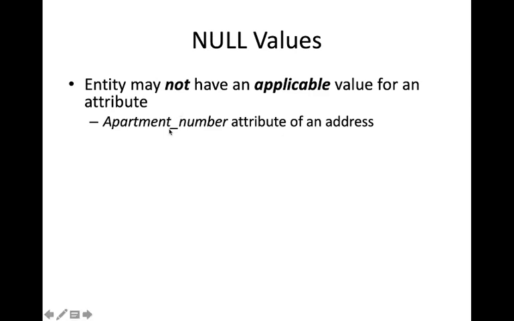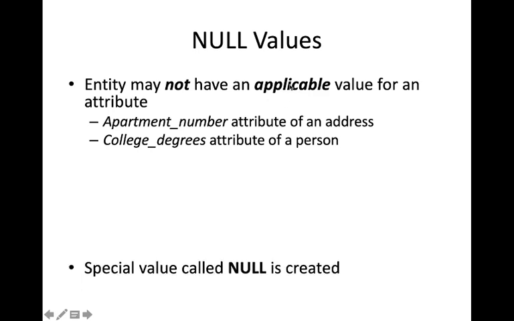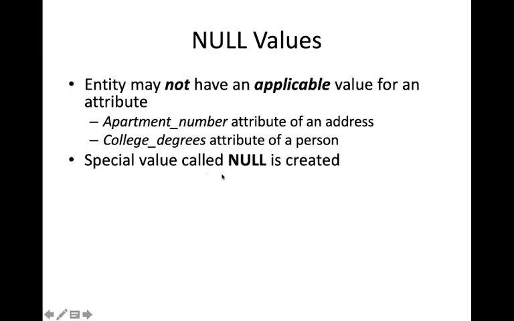So that attribute is not applicable for a person who is living in an individual house. The apartment number is applicable only to a person who is living in an apartment or a flat. Another example is the college degrees attribute of a person. A person may not have any college degrees. He may not have gone to any college. Then college degrees will be given a null value, since it is not applicable for that person.